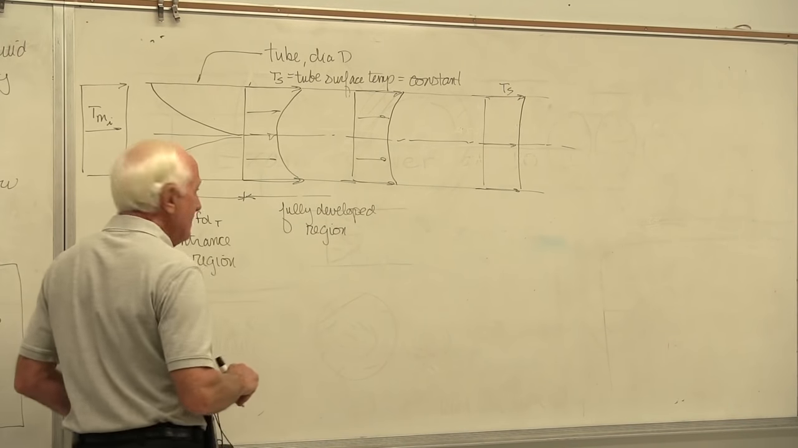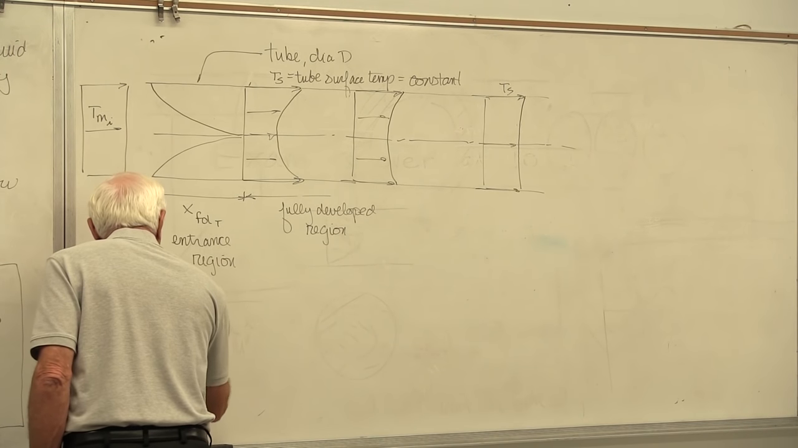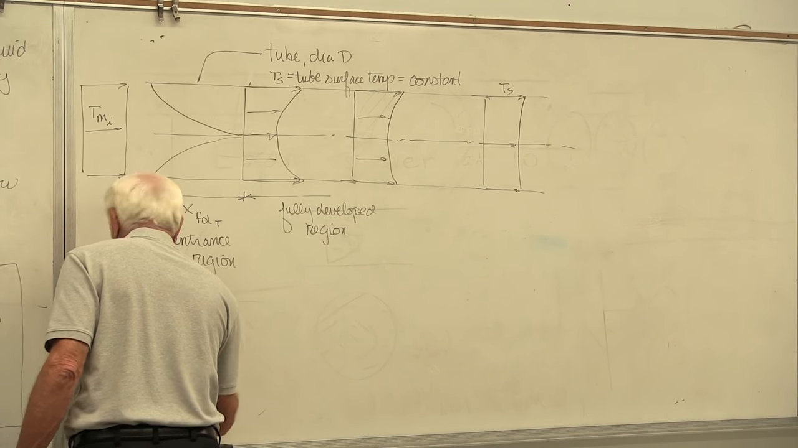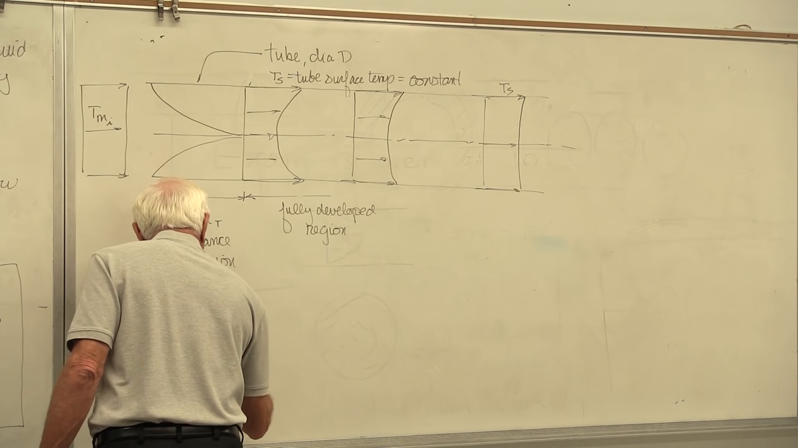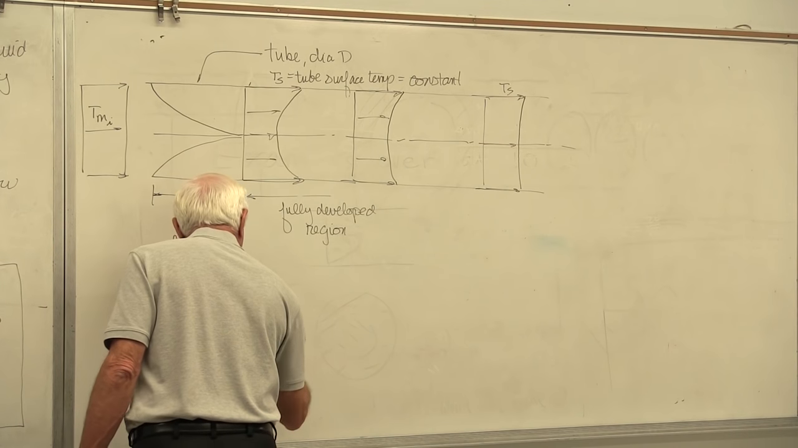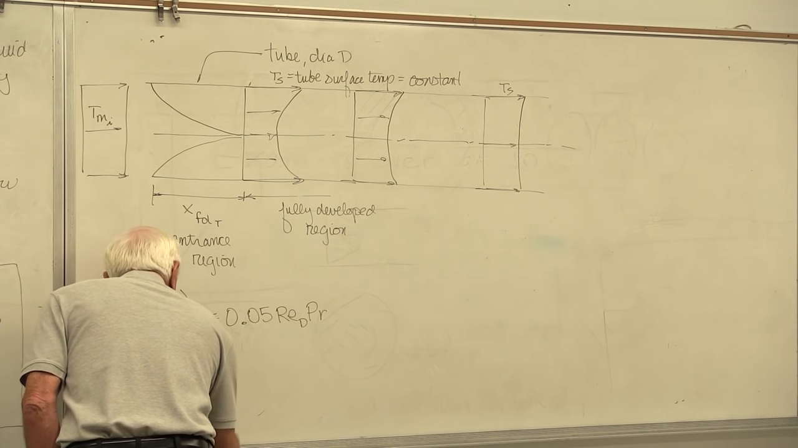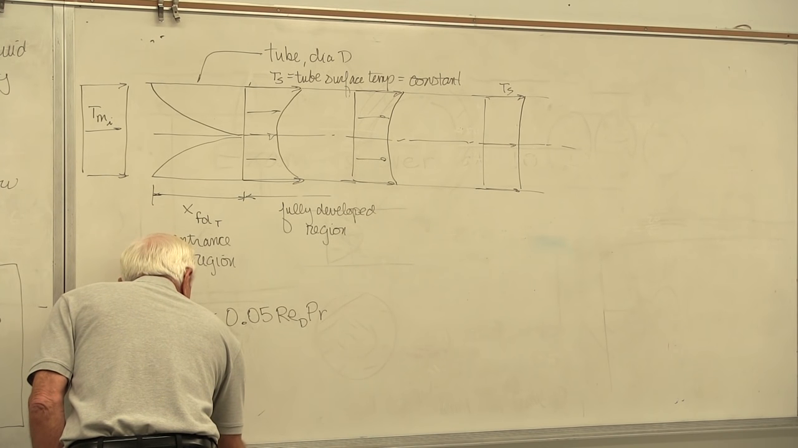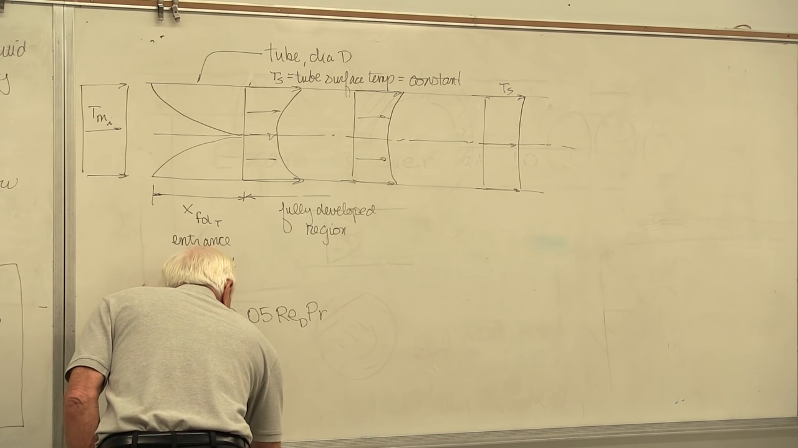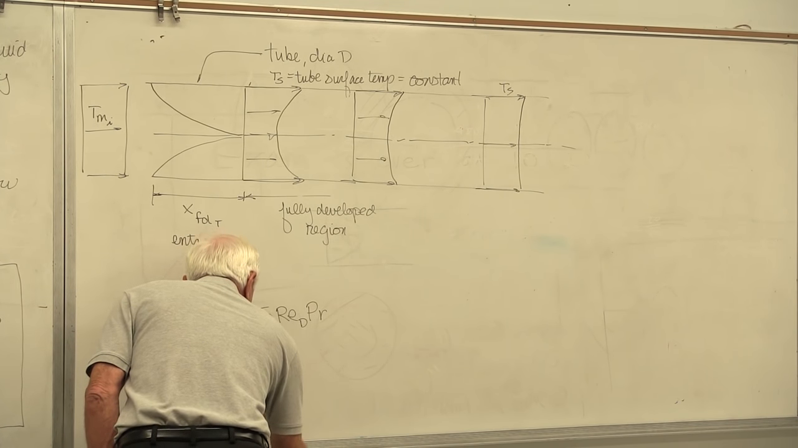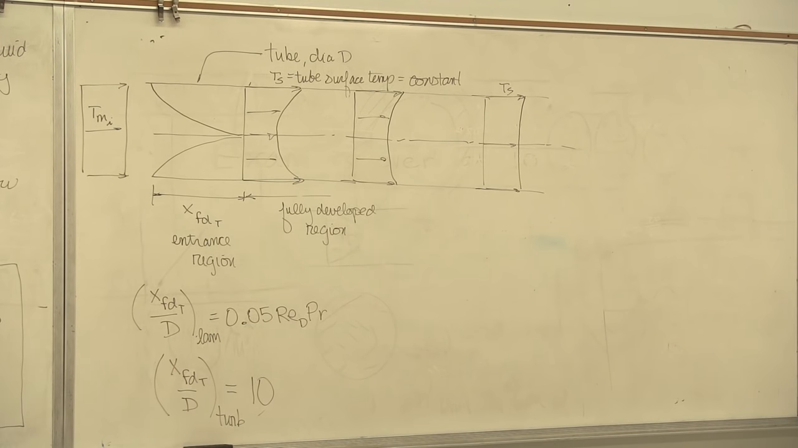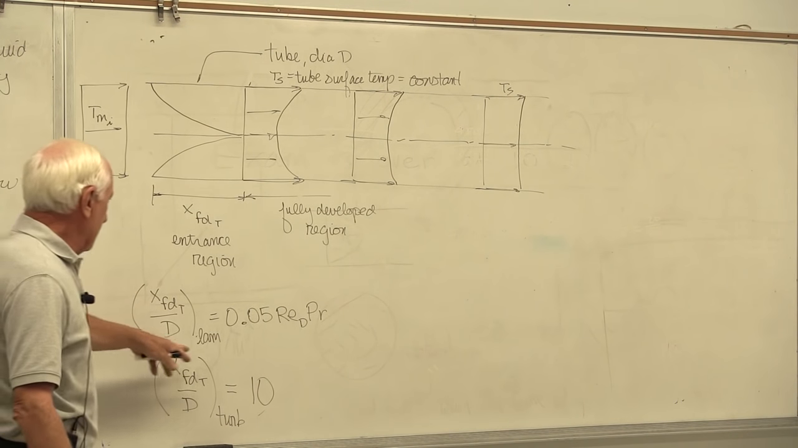Okay, here we go again. How do we find this X fully developed temperature? Okay, X fully developed temperature for laminar flow. For turbulent flow, same as velocity, 10 diameters. Turbulent flow is so mixed up that it doesn't change between these two pictures. But the fully developed length for laminar flow does vary.